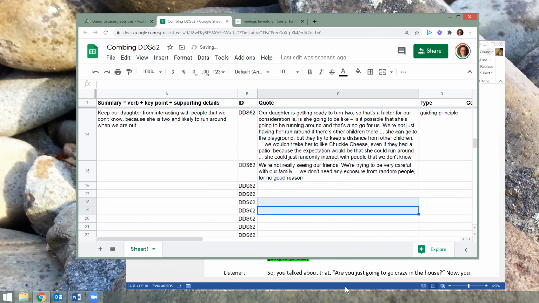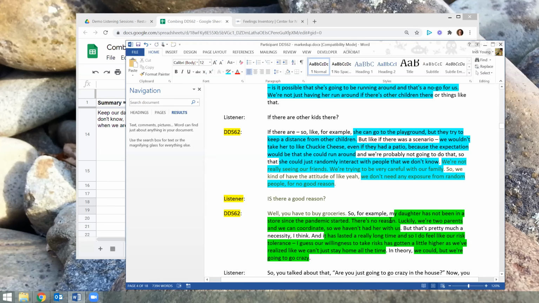Okay. And buy groceries. So, for example, my daughter has not been in a store since the pandemic started. There's no reason. Luckily, we're 2 parents and we can coordinate. So we haven't had her with us. But that's pretty much a necessity. And that has lasted so long. Risk tolerance is changing. I realize we can't just stay home, but we're going to go crazy. Okay, so we're circling back to that going crazy thing.